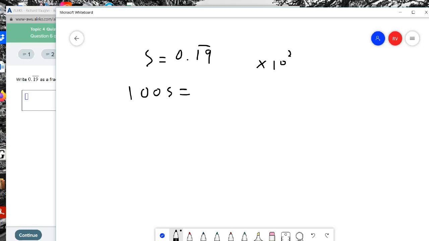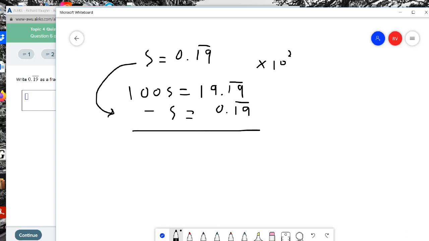And multiplying by 100 moves the decimal point over 2 places. So I'm going to get 19, and then the decimal point, and then the next 19, because that pattern repeats itself over and over and over again. And then I'm going to subtract the original S equals 0.19. And the trick here is the repeating parts cancel each other out.